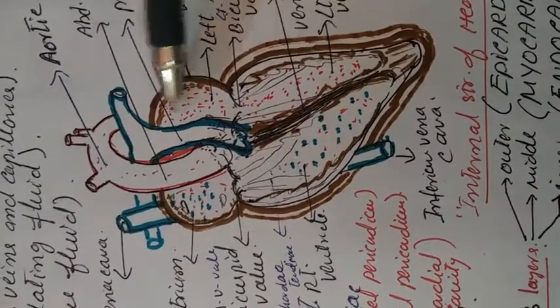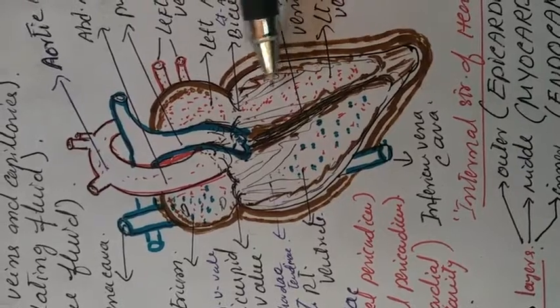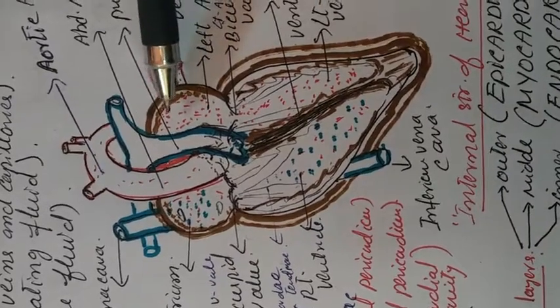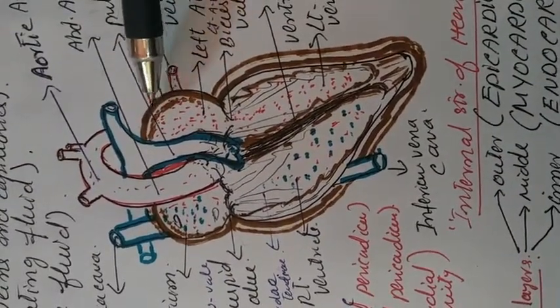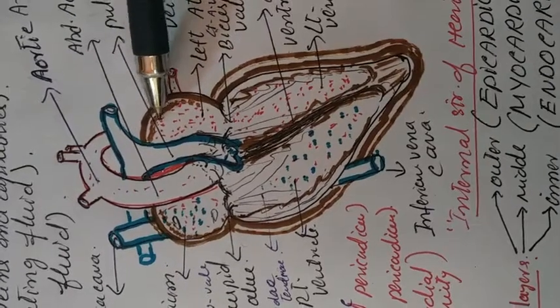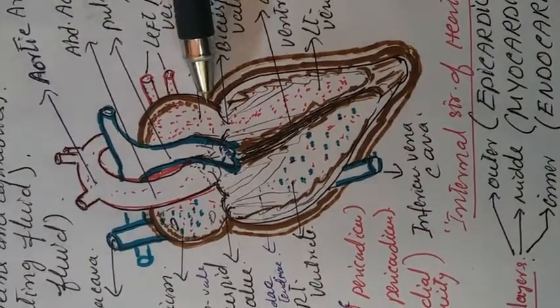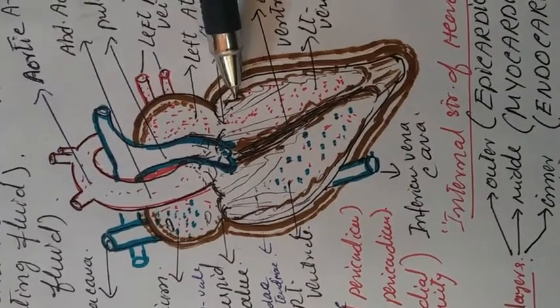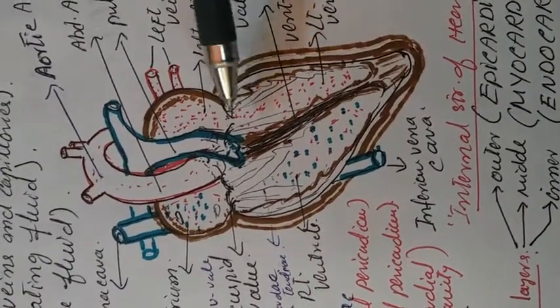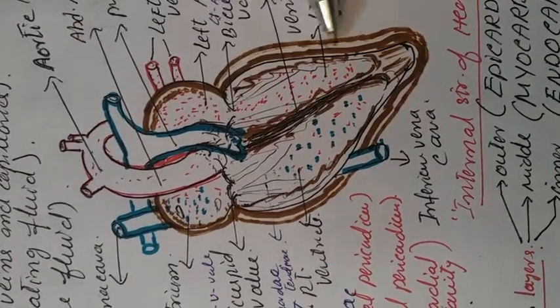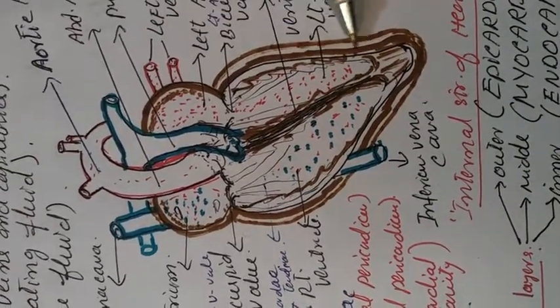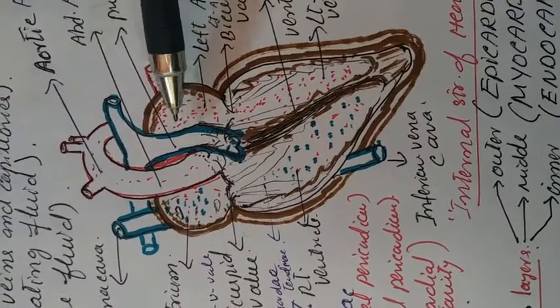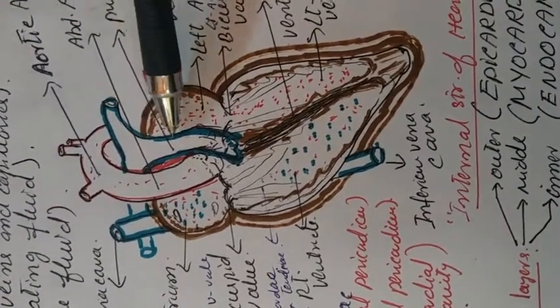The heart is enclosed in a double-walled sac, as you can see here, which is also called the pericardium. This pericardium has two layers. One is the outer layer, also called the parietal pericardium, and the second is the inner layer, also known as the visceral pericardium. In between these two is the pericardial cavity, which is filled with a fluid called the pericardial fluid.